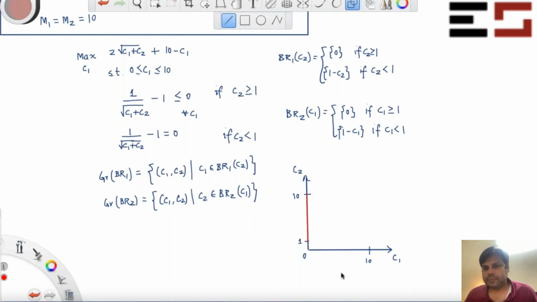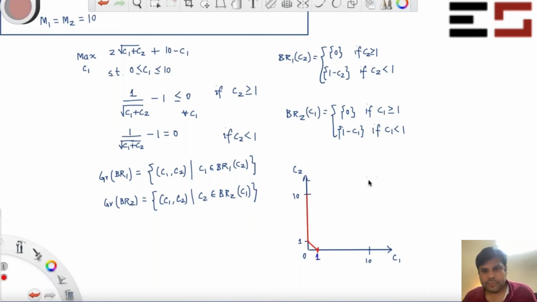Whenever C2 is greater than 1, the best response is 0. And when C2 is less than 1, the best response is 1 minus C2. So what that means is you're just going to plot a 45-degree line like this. Yes, sir. Okay, and that's it. This is the graph of BR1.